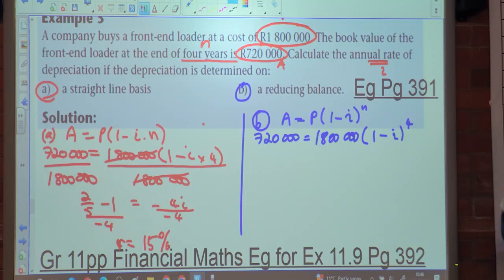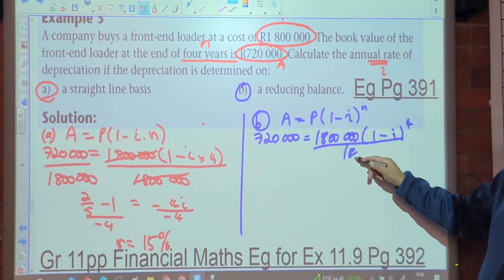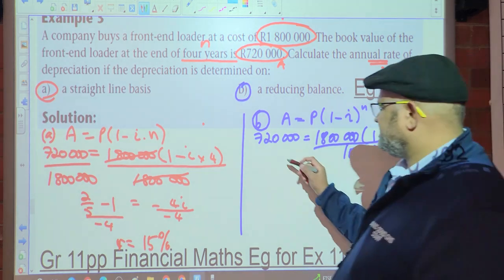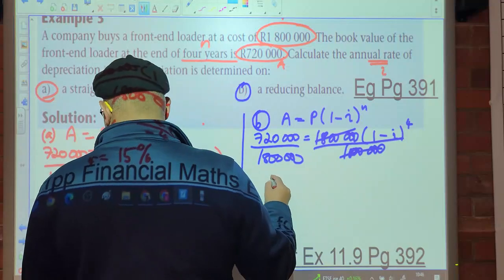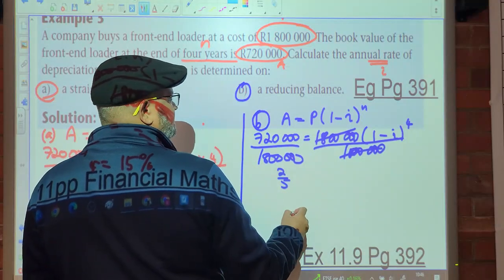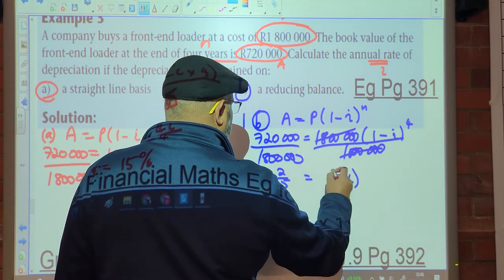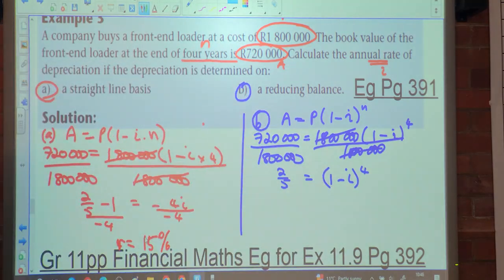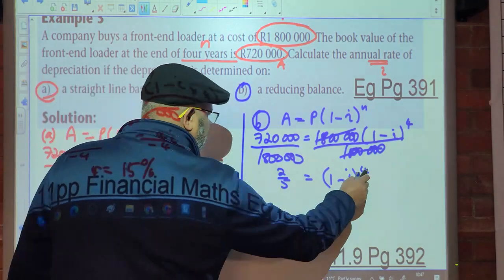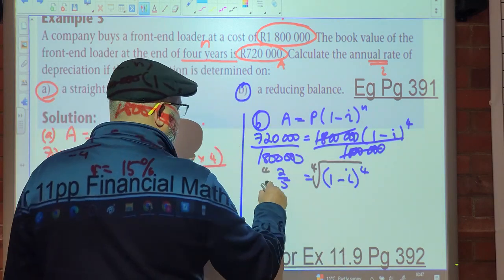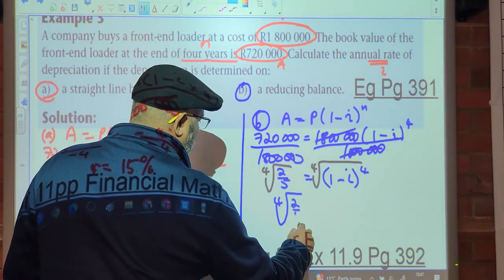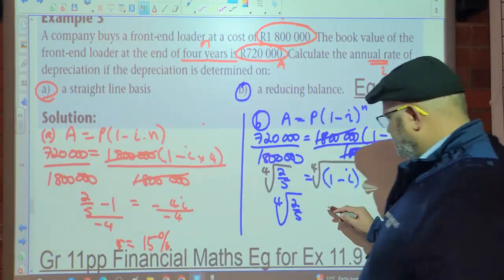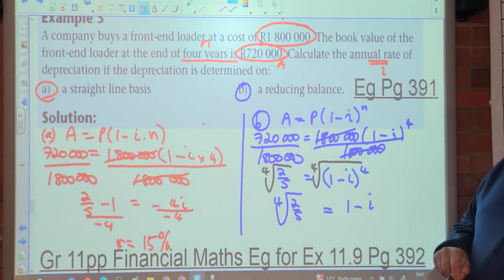Okay. So what do I do? I divide by 1,800,000 both sides. So I get again 2 over 5, but that is now equal to 1 minus I to the 4. Can I take that 1 over the equal sign as I did before? No. What do I have to do first? The fourth root. You all agree with that? So it's the fourth root of 2 over 5, which is irrational, equals 1 minus I.